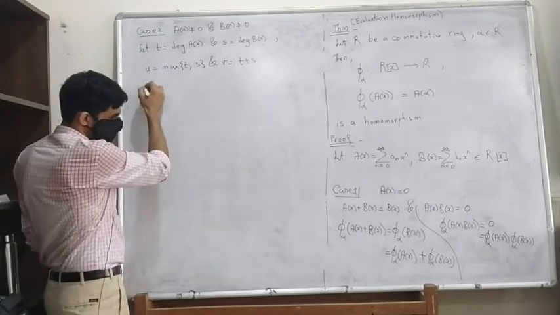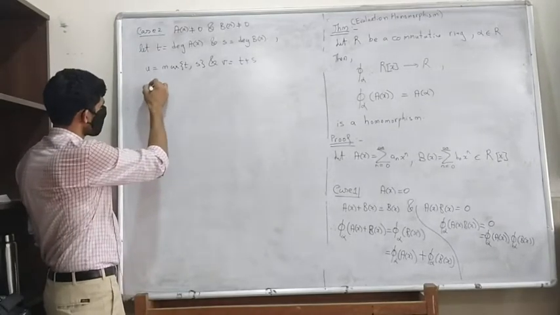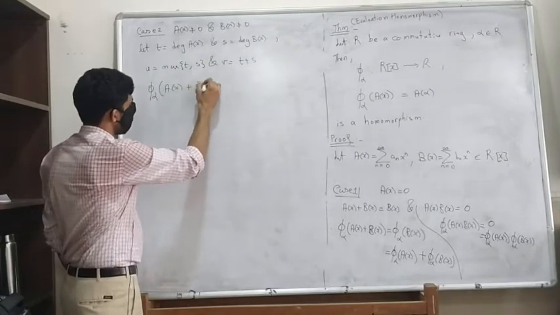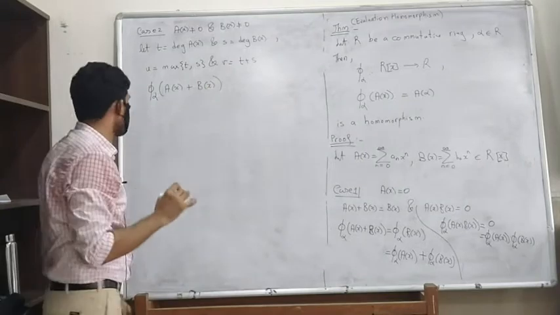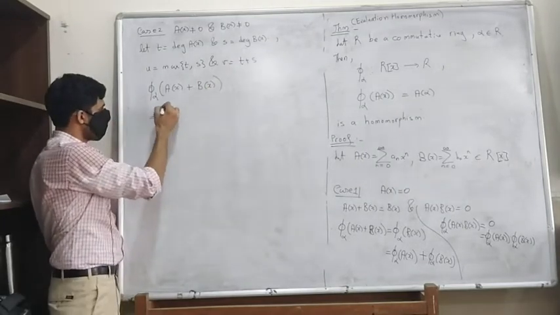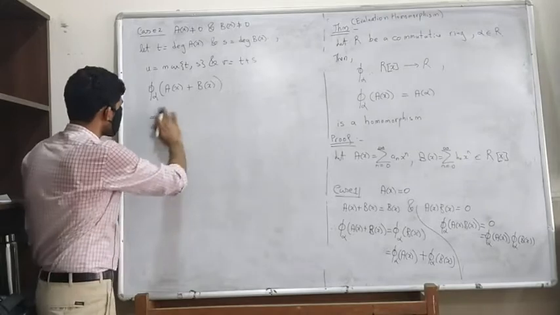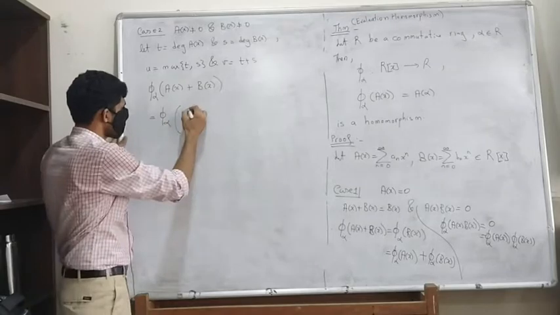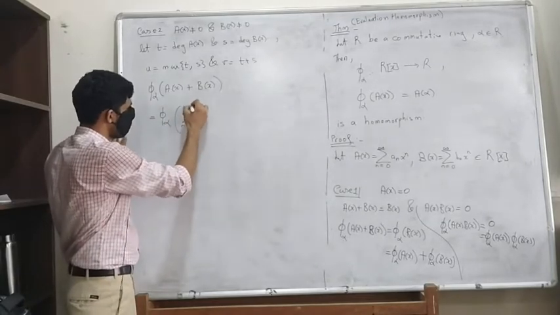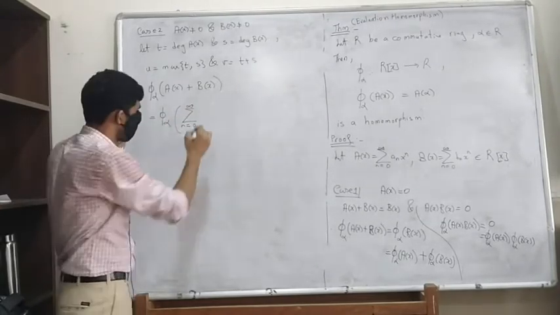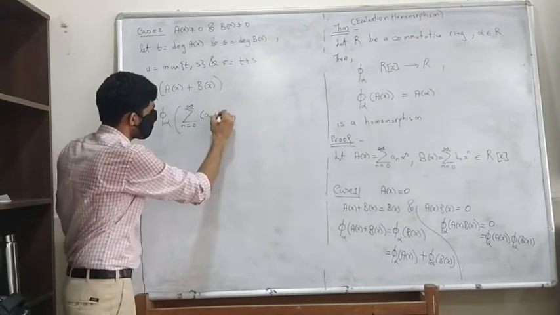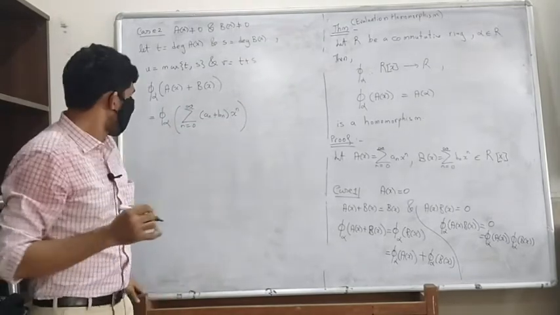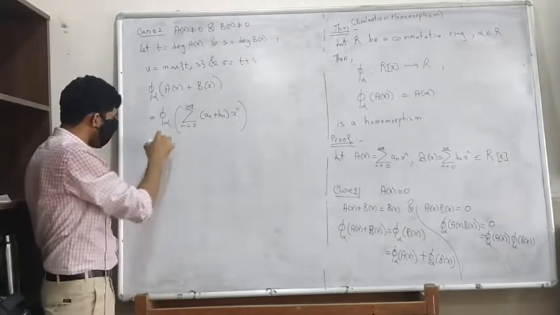Let's see what happens to phi alpha of A of x plus B of x. This is actually quite easy. There is something I am leaving out here, but we will complete it. This is phi alpha of the summation, n going from 0 to infinity, of a n plus b n times x raised to n. That's how it's defined. Now what is phi alpha of this?